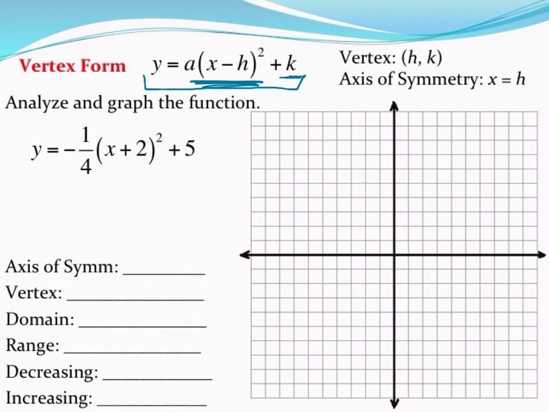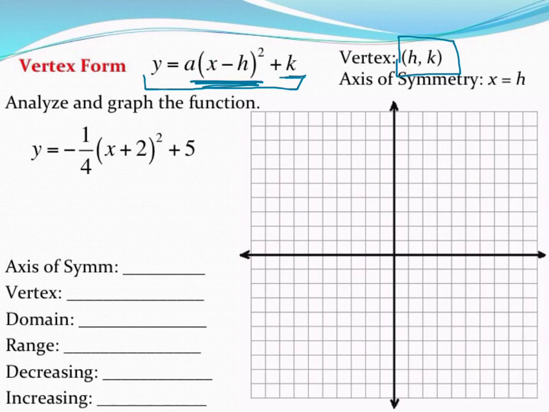The reason this is called vertex form is because the way it's written, we should be able to just pull the vertex right out of the equation. These two numbers, h and k, will represent the coordinates of the vertex. Keep in mind that h value, we always have to do the opposite of what it says.